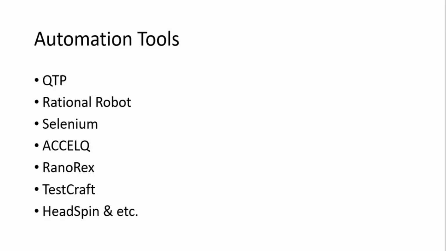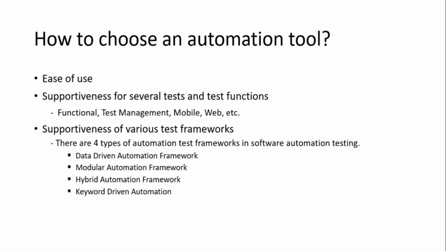Moving on to the next topic, how to choose an automation tool. The first one is ease of use. You have to check the application, its scripting language, and the language they have used. It should be easy for the automation tool to access it.